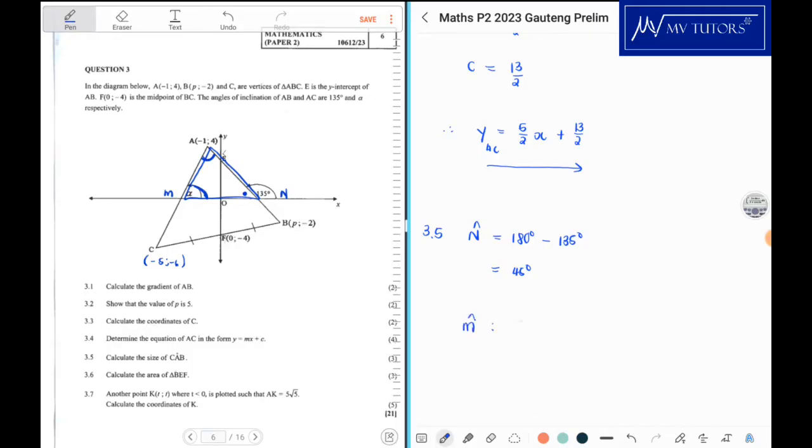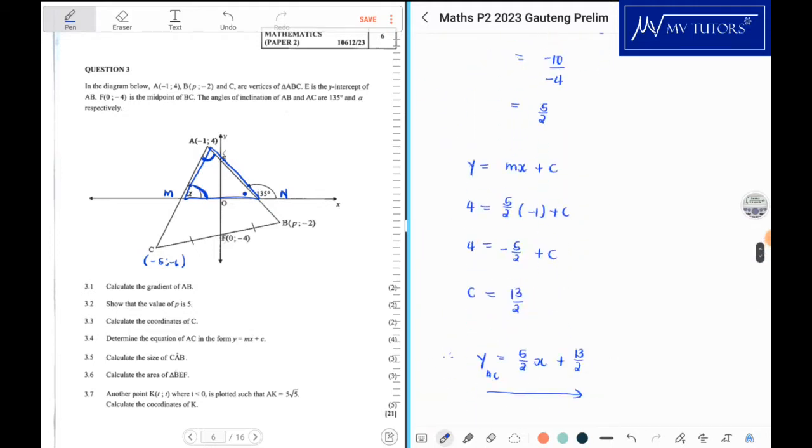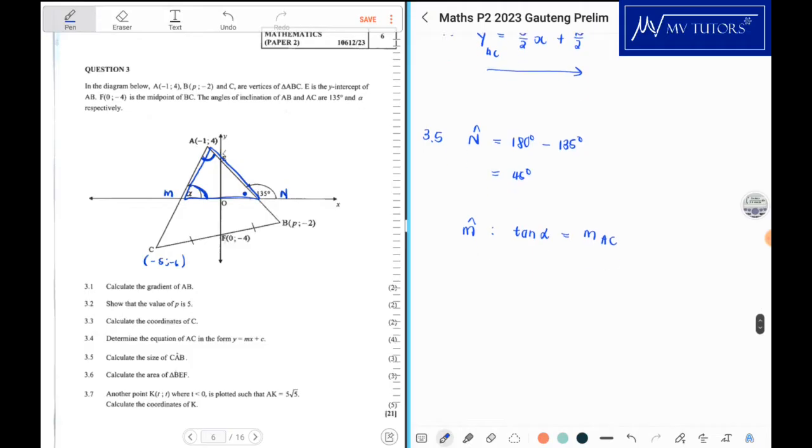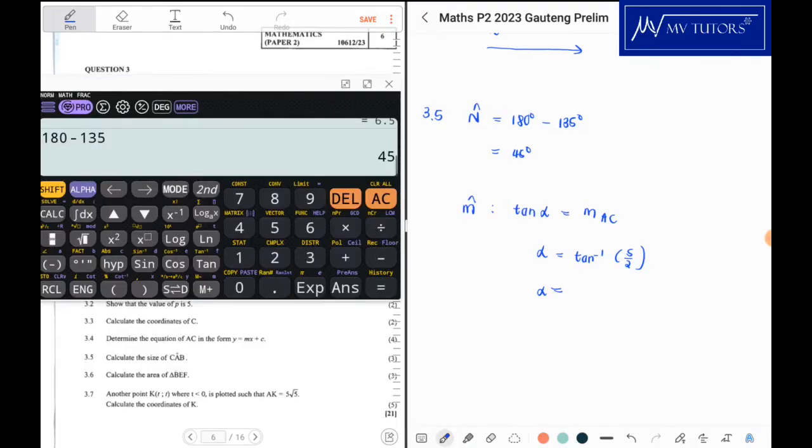I would say tan alpha is equal to the gradient of AC. And the gradient of AC is something that I've already worked out before, and that's 5/2. Okay, so alpha will be the inverse of tan, and we have 5/2. So let us say shift tan, and 5/2 is just 2.5.